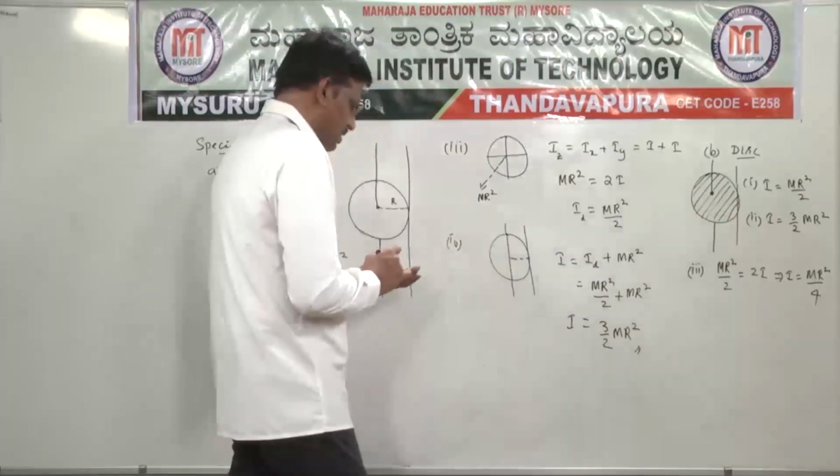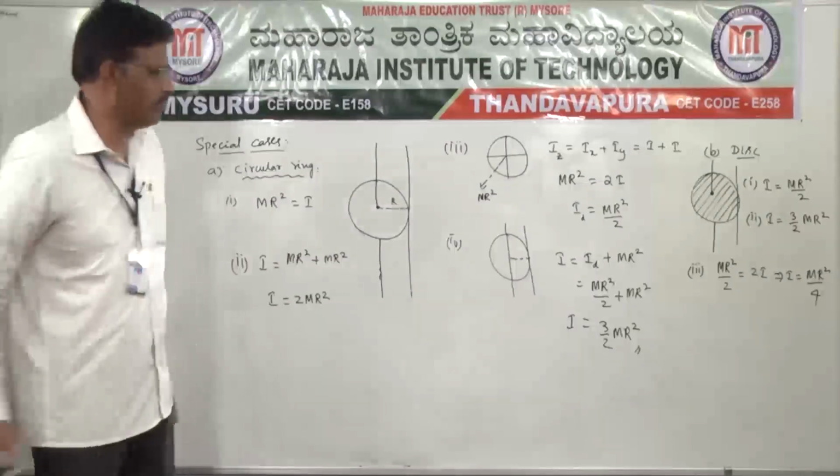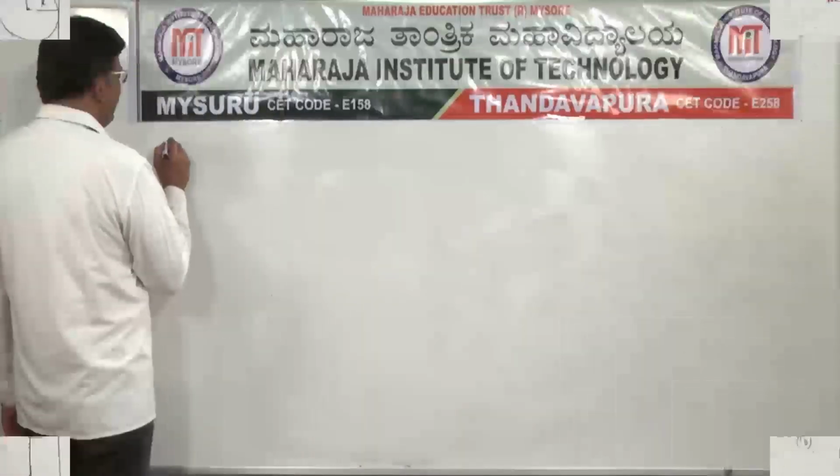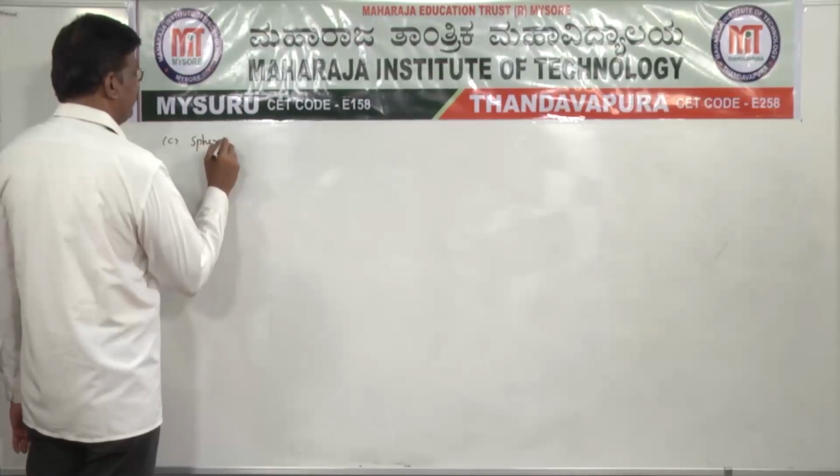So like this we can discuss various shapes for the moment of inertia. And next, the sphere, solid sphere.